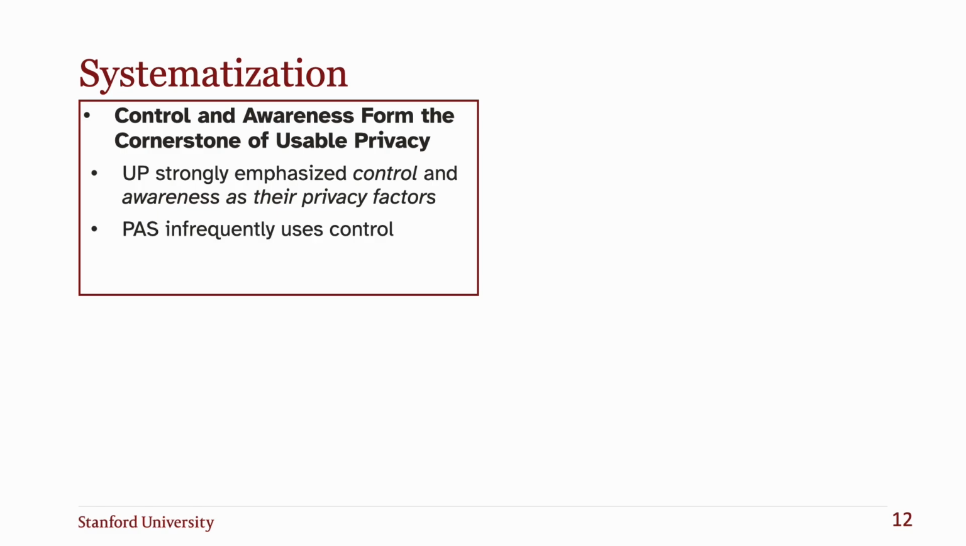In contrast, privacy-aware sensing works tend to avoid the control factor, favoring passive protections that minimize user burden. This contrast points to a central tension. How much should privacy protections depend on user engagement? At what point does empowering the user become offloading responsibility?